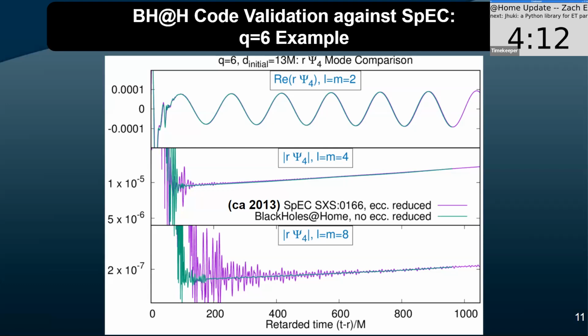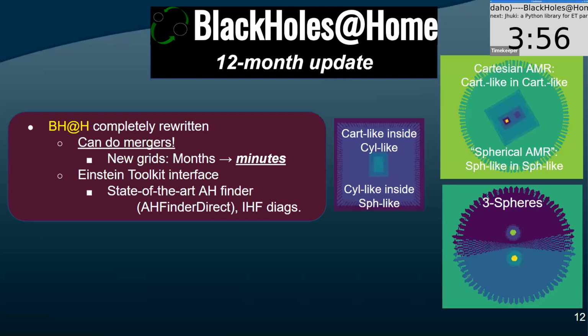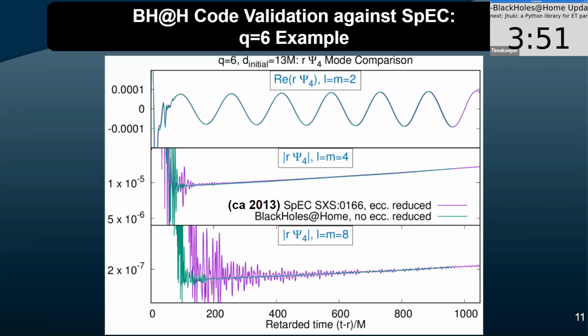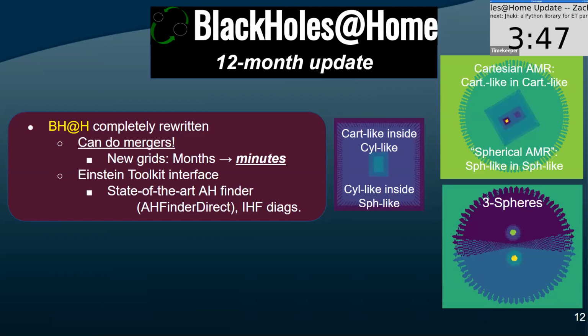Then when we go to higher order modes, we notice that BlackHoles at Home even has a little bit less noise than SpEC, at least this old version of SpEC. And I'm actively collaborating with the folks in the SXS collaboration, trying to figure out what's going on with this particular waveform. So you'll notice in these previous slides that I'm not showing the merger. Well, the reason is we couldn't do merger, and these results are about 12 months old.